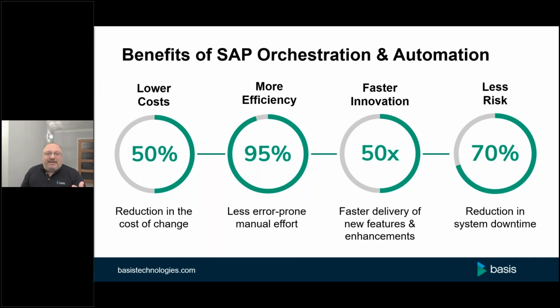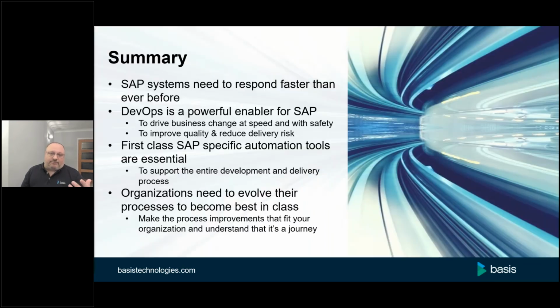So in summary, we know that our SAP systems need to respond faster than ever before to business needs. And we've seen that DevOps ways of working can help us achieve this by allowing us to move at speed, but also improve the quality at the same time, which of course reduces the risk. But automation tooling is absolutely essential to enable and support that end-to-end process. And lastly, I know I've said it before, but remember, this is a journey.